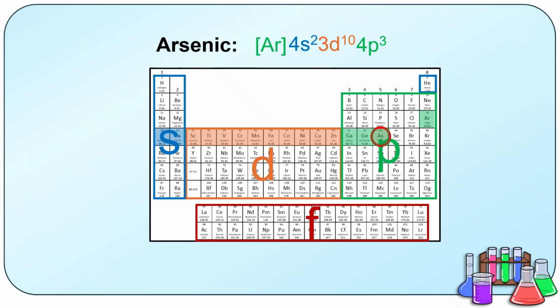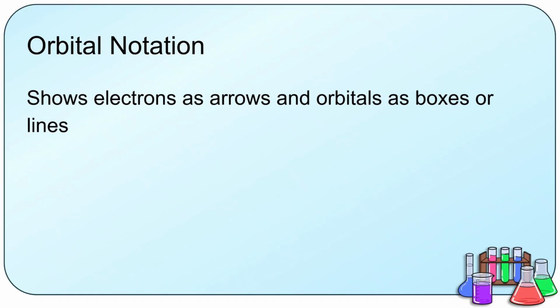Another way of representing electrons in orbitals is with orbital notation. It shows electrons as arrows and orbitals as boxes or lines. Let's look at this electron configuration. If I want to convert it to orbital notation, I'll set up my orbitals like this. I have the 1s, 2s, and 2p.